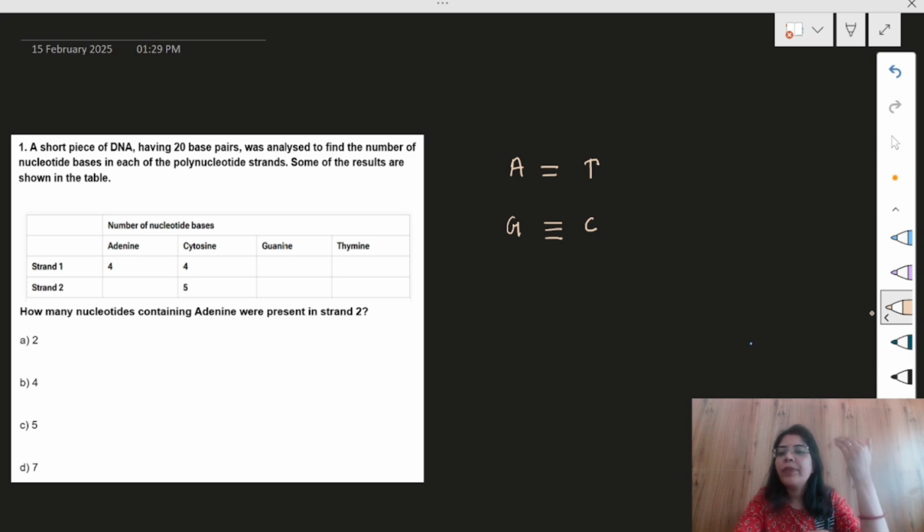If you know that I have 4 adenine in strand number 1, then how many thymine should be there in strand number 2? 4, because 4 adenine must base pair with 4 thymine. If you have 4 cytosine in strand number 1, how many guanine residues should be there in strand number 2? 4, correct. Now, if you have 5 cytosine in strand number 2, how many guanine should be there in strand number 1?